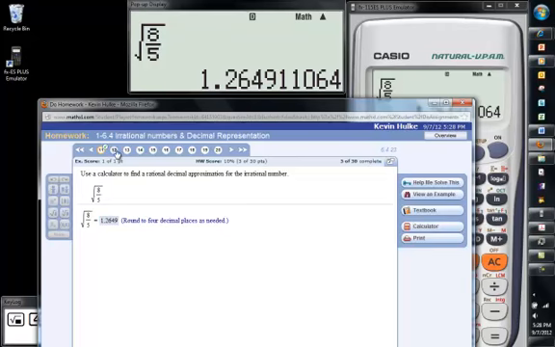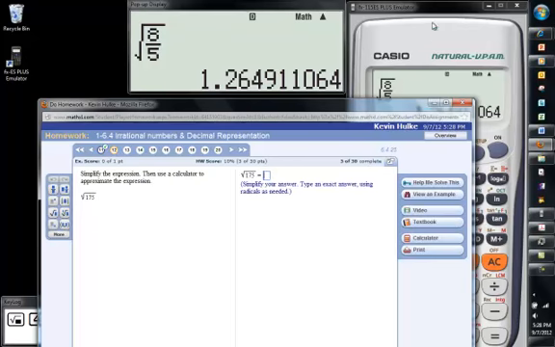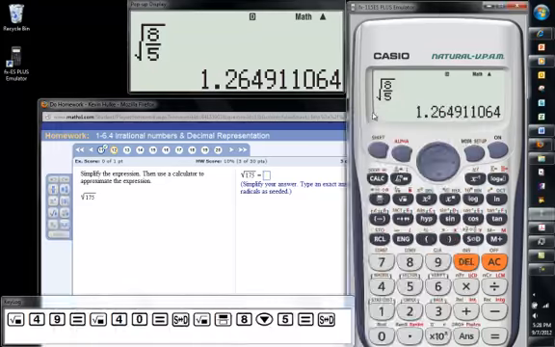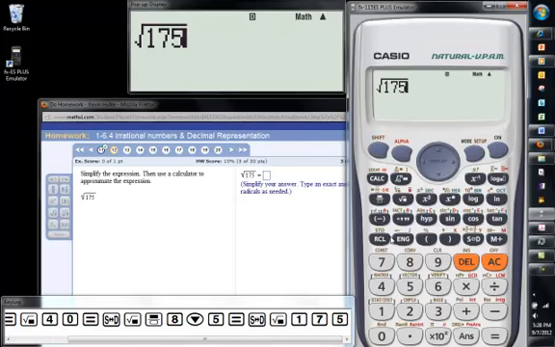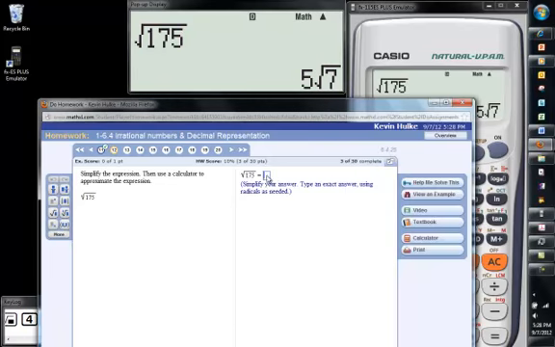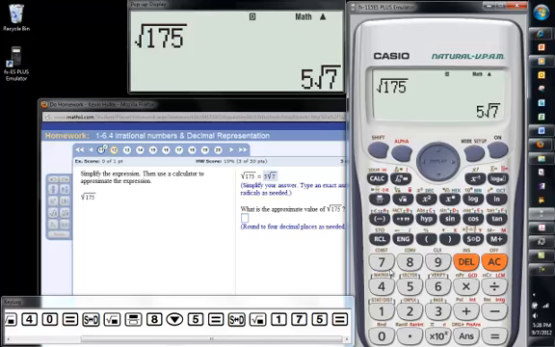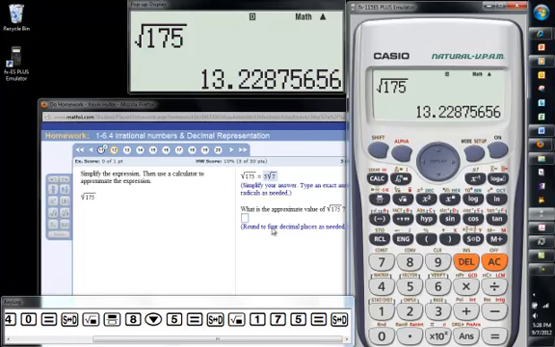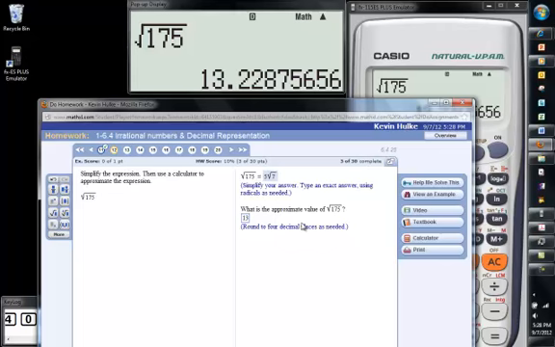That's not all that our calculator can do. If it says to simplify an expression, what we need to do is to write that square root of 175, and when we press equals, it tells us it is 5 square root of 7. And then for the decimal approximation of it, we would just do the S to D, and it tells us it is 13.2288.